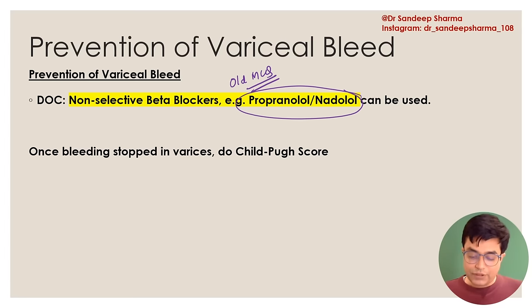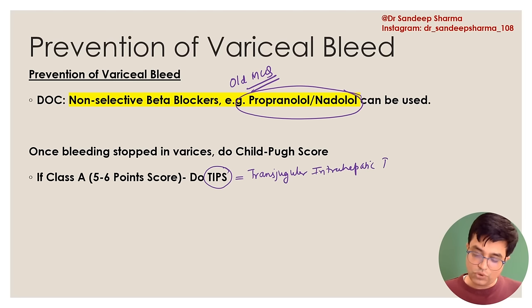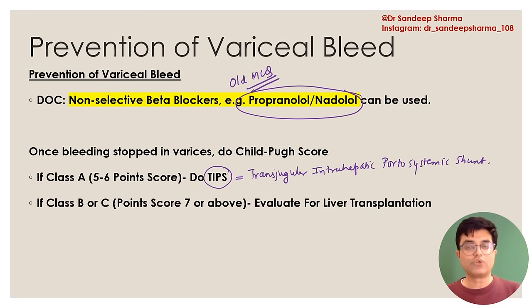Once bleeding stops in varices, you will do a Child-Pugh score. The components of the Child-Pugh score we have already done. In case you find it is class A Child-Pugh score, where the total score will be between 5 to 6, you will do a procedure called TIPS. What is TIPS? TIPS stands for transjugular intrahepatic portosystemic shunt. And if the Child-Pugh score is class B or C, where the total point score is 7 or above, you will evaluate and refer the patient for liver transplant. If a liver transplant is not immediately available, TIPS can be tried, but the chances of complication and mortality will be higher in these patients.